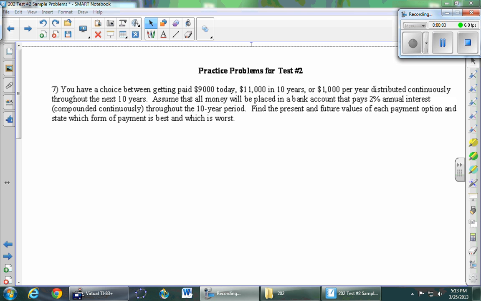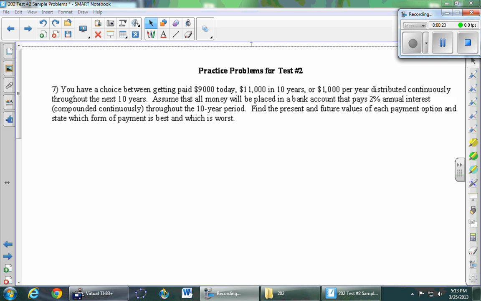This is problem number 7 on the practice problems for test number 2. You have a choice between getting paid $9,000 today, $11,000 in 10 years, or $1,000 per year distributed continuously throughout the next 10 years. Assume that all money will be placed in a bank account that pays 2% annual interest compounded continuously throughout the 10-year period.